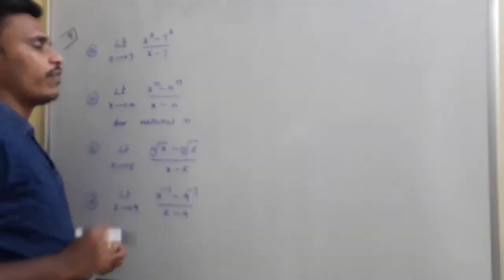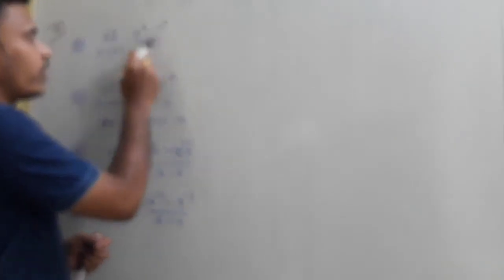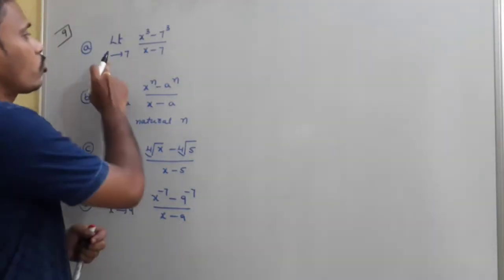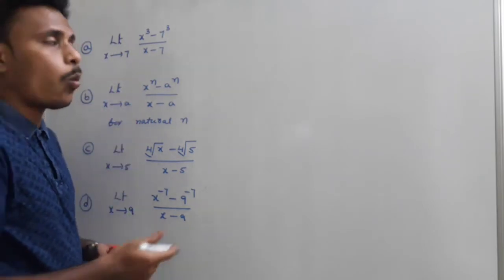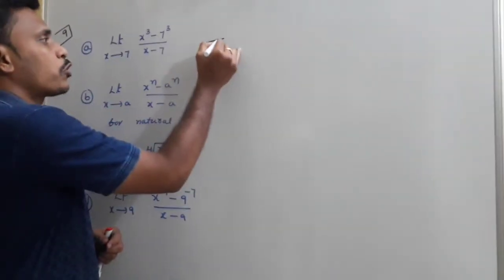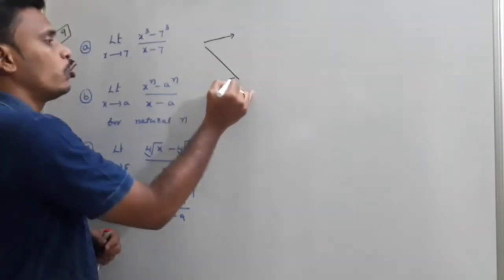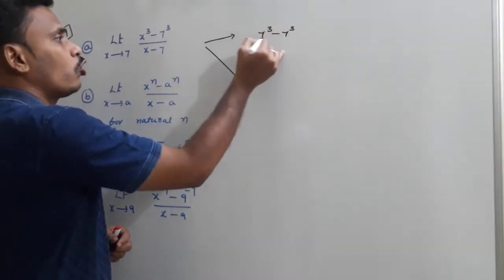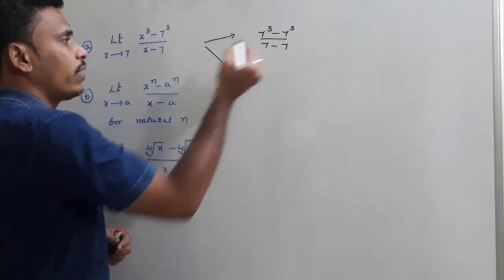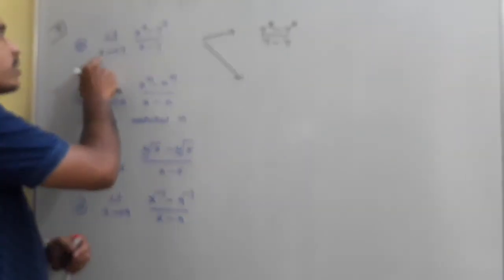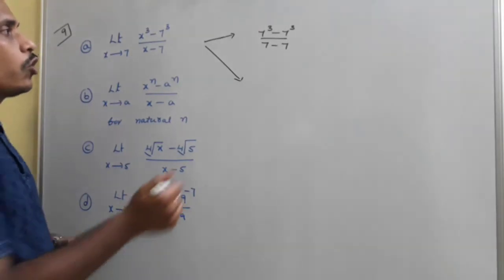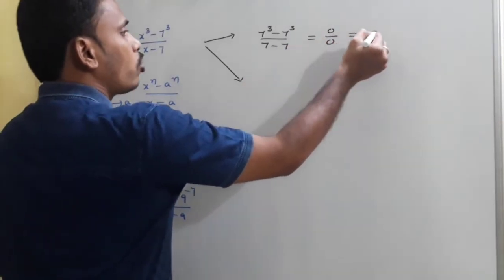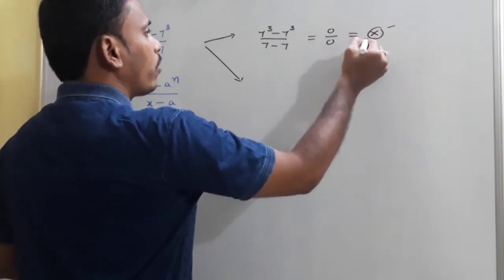Limit x tends to 7, (x cube minus 7 cube) by (x minus 7). So directly, if you substitute 7 in the place of x, what will happen? See, direct substitution, what it makes and then what we need to do. When you substitute directly, 7 cube minus 7 cube divided by 7 minus 7. So this is equal to 0 by 0. And we know that 0 by 0 is an indeterminate form.